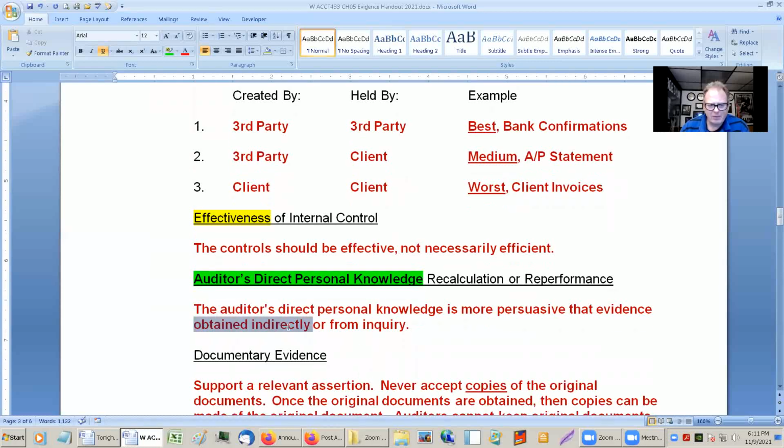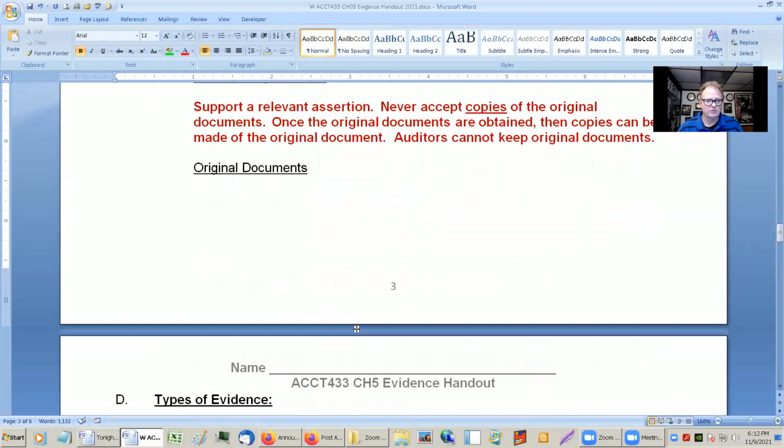I put this down here, obtained indirectly from inquiry. There's nothing wrong with documents. In fact, they rely on them quite a bit, but they're not as good as the direct personal knowledge. Okay.